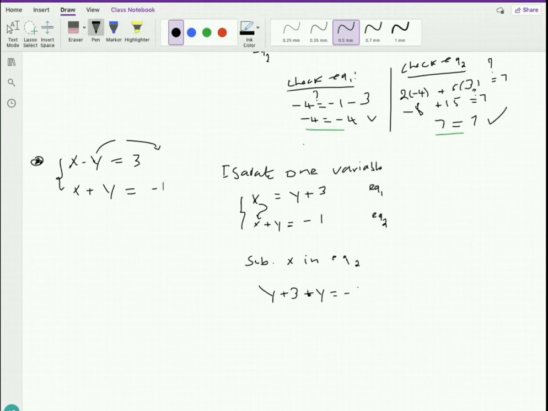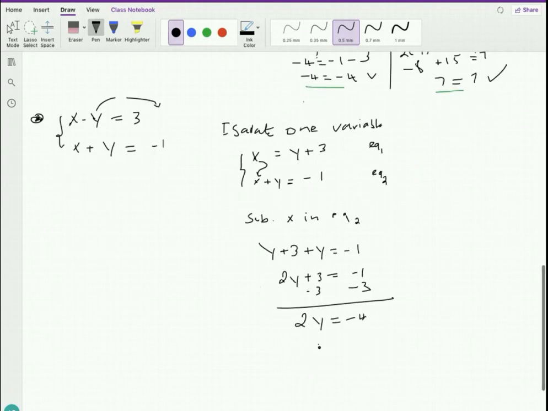and the minus 1. So we have 2y plus 3 minus 1. Okay, combine like terms. Then we subtract. So 2y is negative 4. If we divide by 2 on both sides, y is negative 2. That's the first step. Again, we're just repeating what we did earlier.